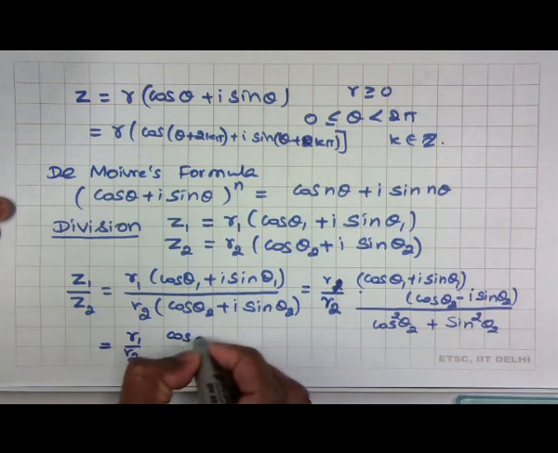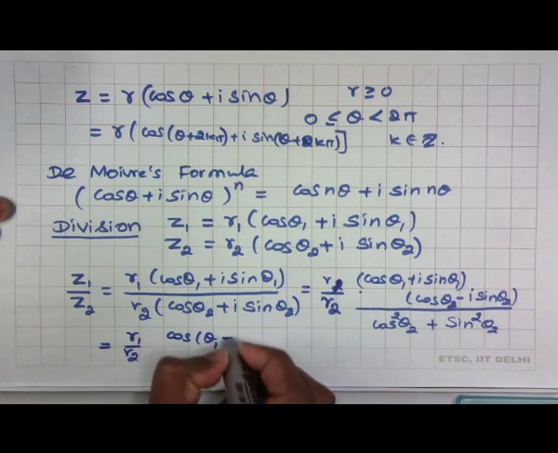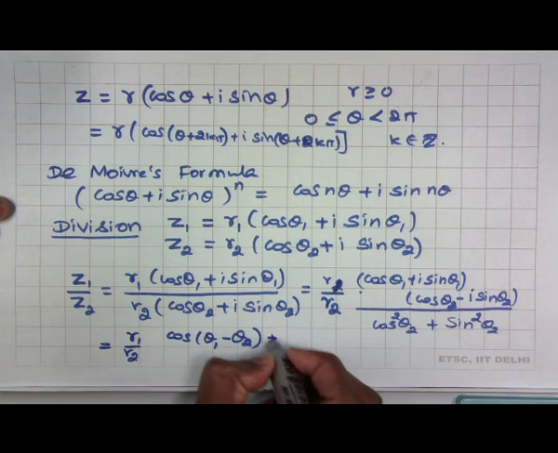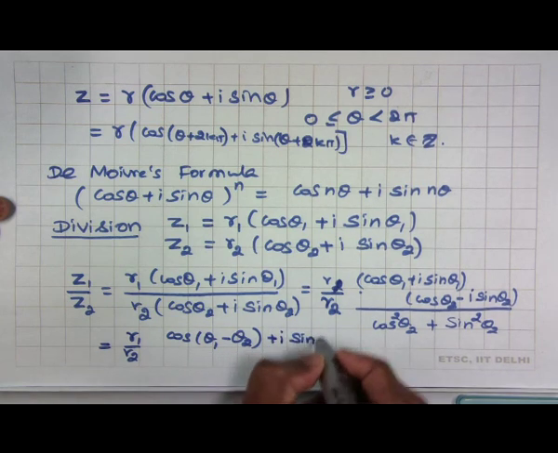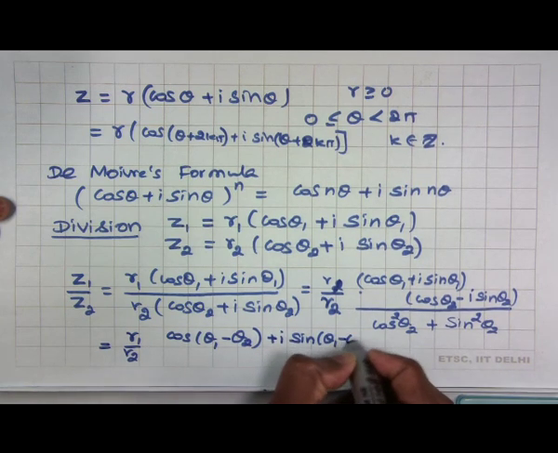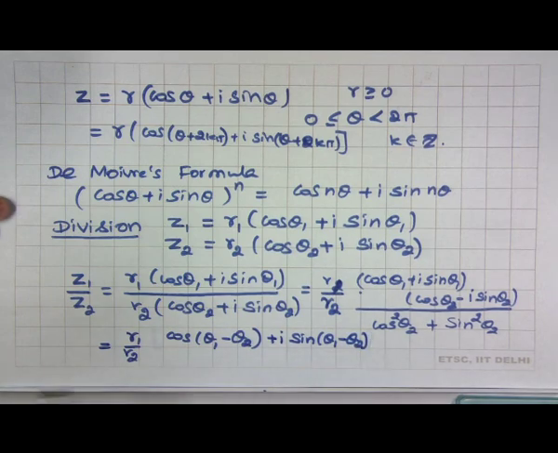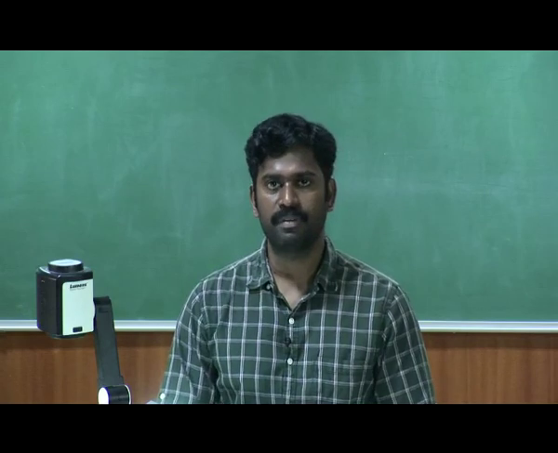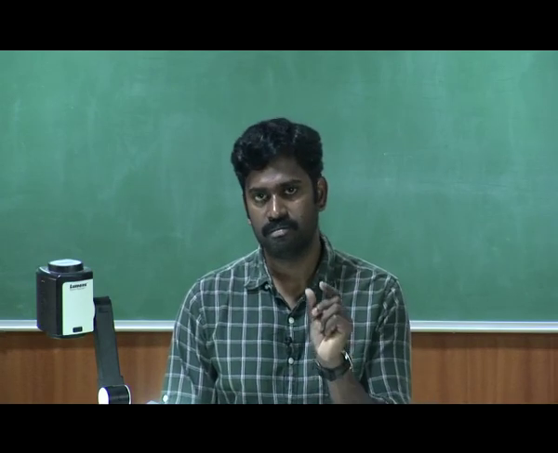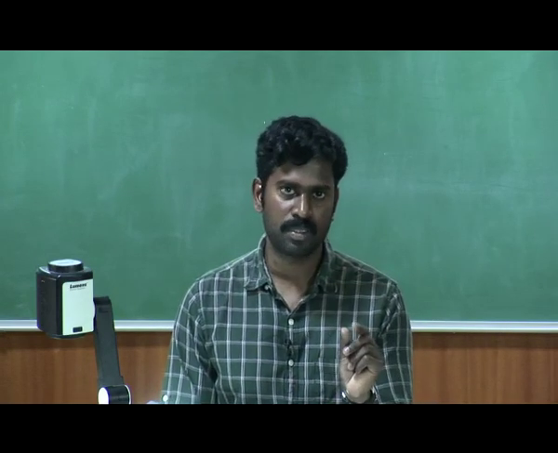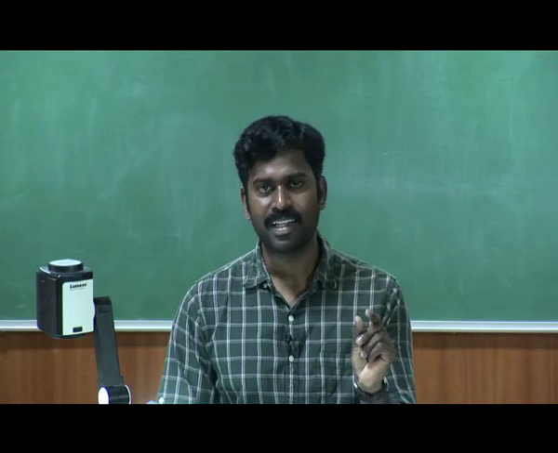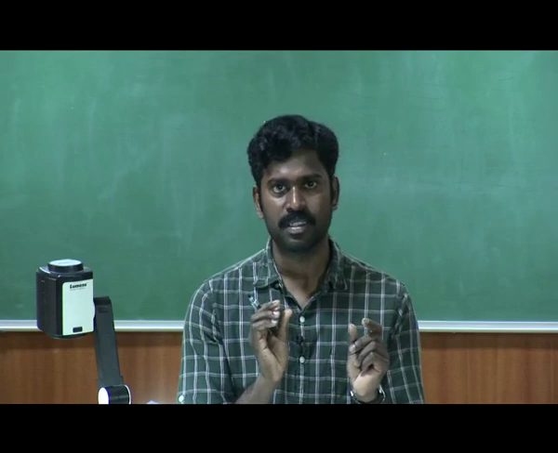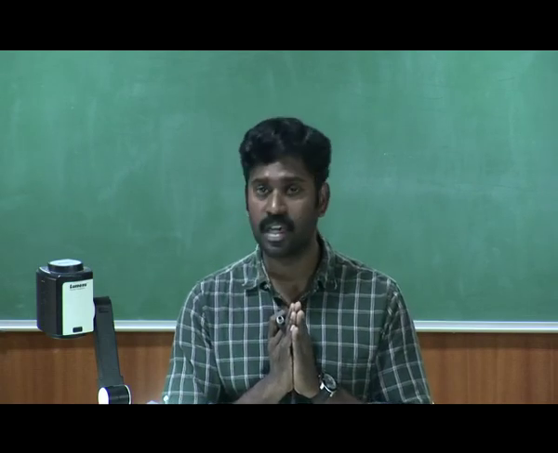So, the real part we get cos of theta 1 minus theta 2 plus I sin theta 1 minus theta 2. So, let us recall the multiplication of two complex numbers. What we observed is we multiply the magnitudes, that is r1 r2, and then the angles are summed up. Now, what we observe is the angle is subtracted when we are doing the division.